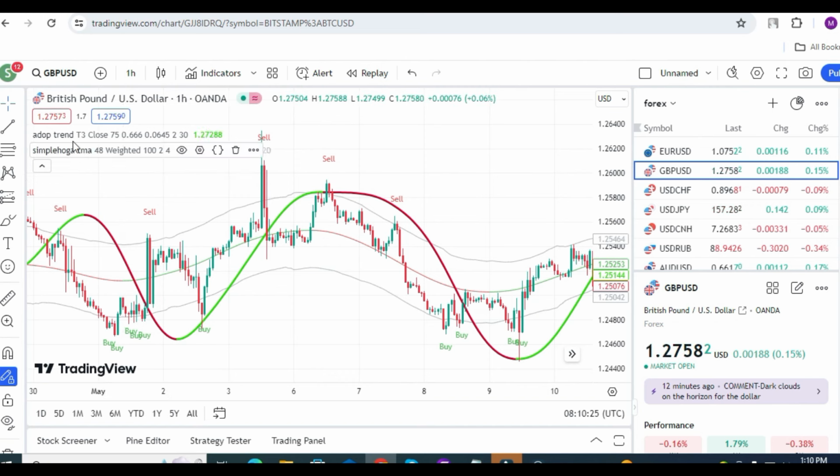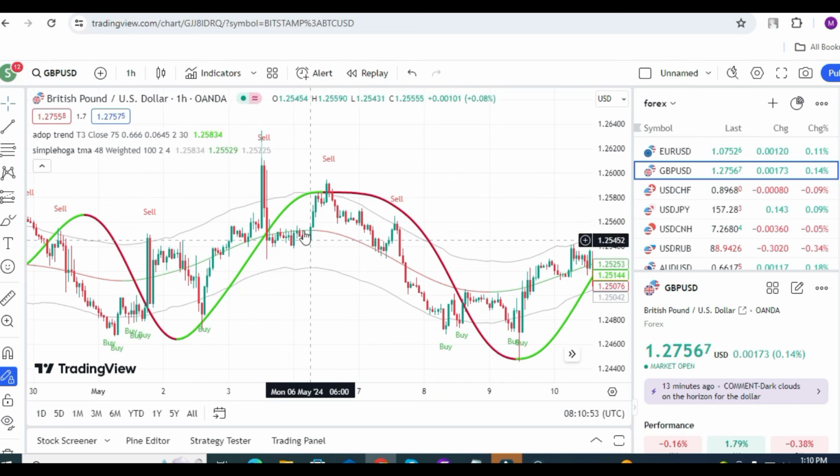I added two indicators, and if you do not know how to add an indicator in your Pine Editor or in your chart, then watch my previous video. I add the indicator, and in this video I will show you again. So that is not an issue. It's a 1 to 2 minute task, not a difficult one. At the end of the video I will show you how you can add the indicator.